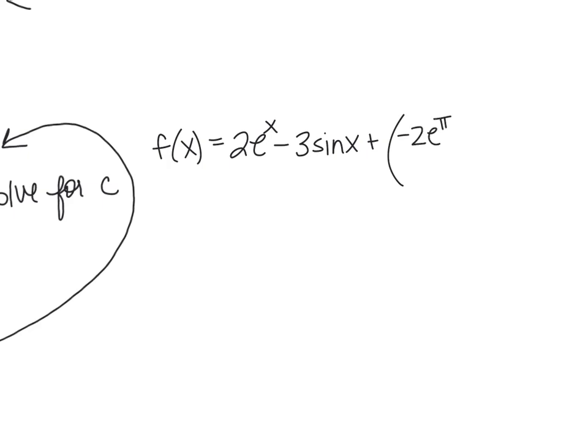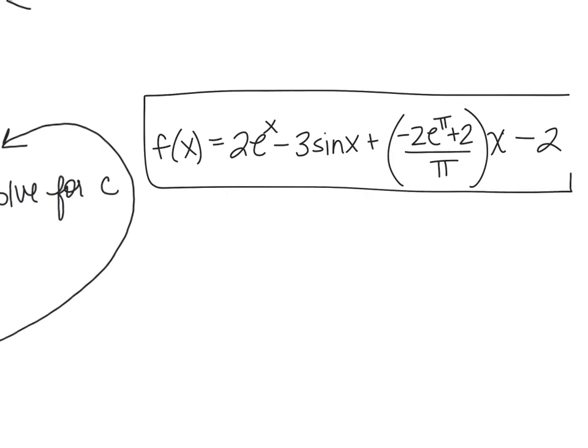So my final function is going to be f of x is equal to 2e to the x power minus 3 times the sine of x plus the constant we just found for c, which was negative 2e to the pi power plus 2, all divided by pi. And that was our constant that was being multiplied by x. And then we have our d value, which was minus 2. So this would be my original function written in exact form.